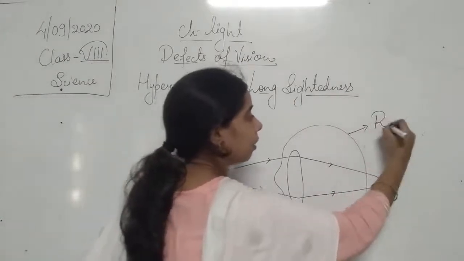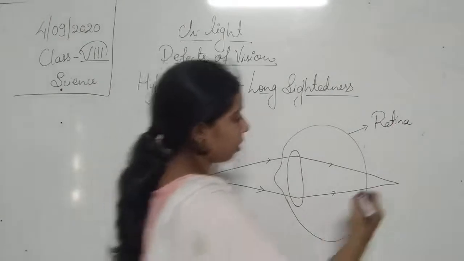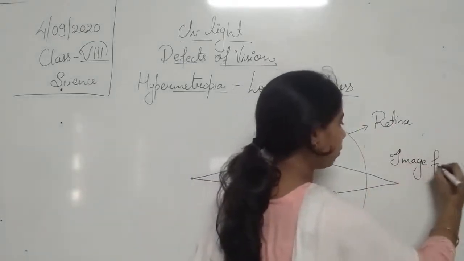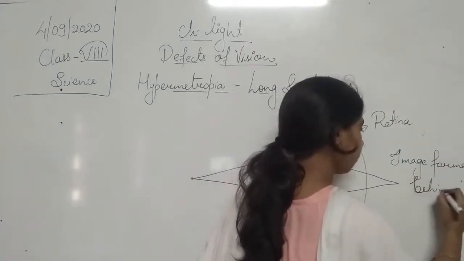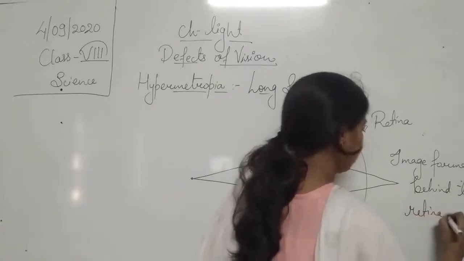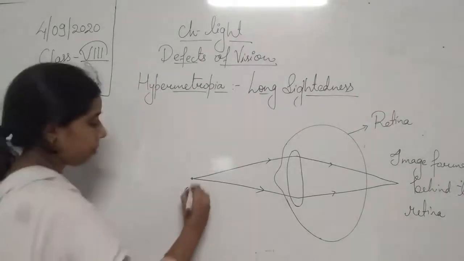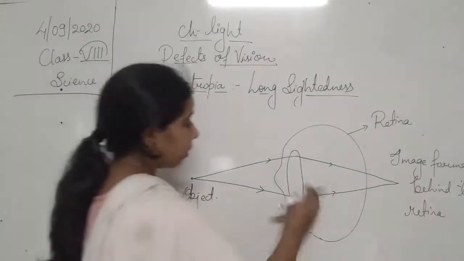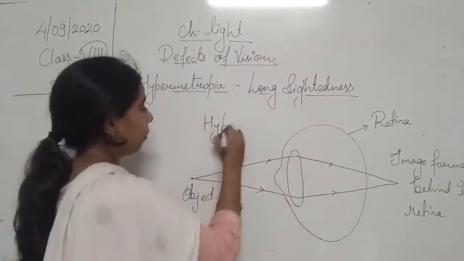This is the retina and this is the image. So we can write it: image formed behind the retina. This is the object. This is the retina, this is the lens, student. So what is this? This is hypermetropia.